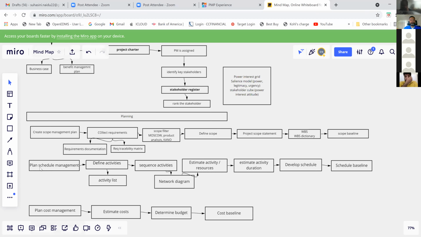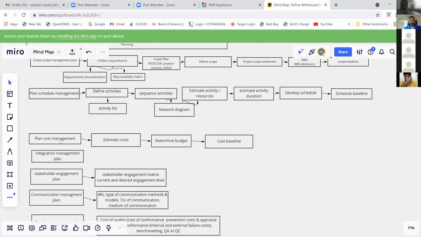Moving on, we have plan schedule management, where we define the activities and sequence the activities. Defining activities, we get the activity list. After sequencing activities, we create a network diagram. Then we estimate the resources and activity durations, we develop the schedule, and that gives us the schedule baseline.